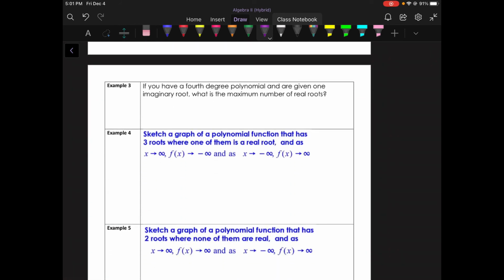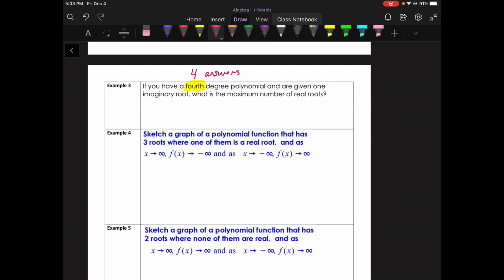All right, a little bit of critical thinking question here. So if you have a 4th degree polynomial and are given 1 imaginary root, what is the maximum number of real roots? So this goes back to the fundamental theorem of algebra. If it's 4th degree, that means you will have 4 answers. You have 4 answers.